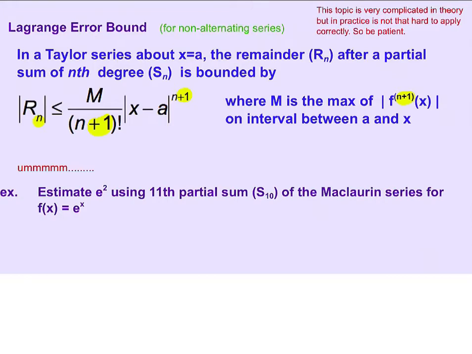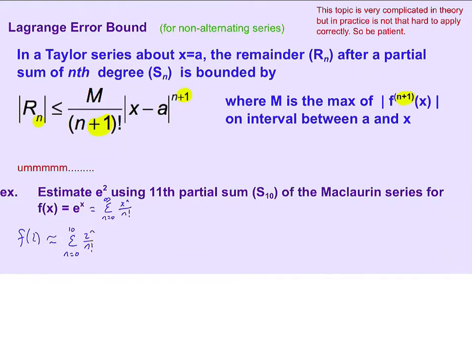The function e to the x, we hopefully remember this already, is the sum of x to the nth over n factorial. So if we're going to use the 11th partial sum, that means f of 2 is approximately equal to the sum from n equals 0 to 10, because again, the 11th partial sum means 11 terms, but that's going to be the 10th degree, of 2 to the nth over n factorial.